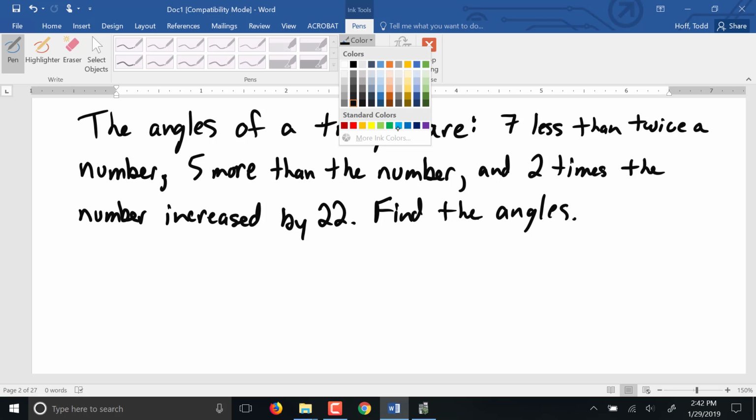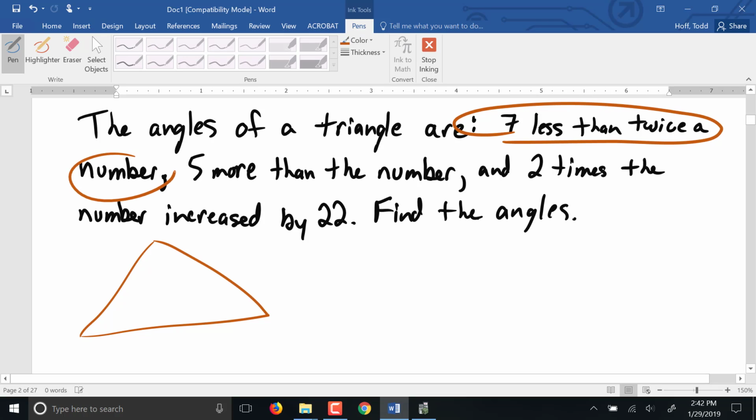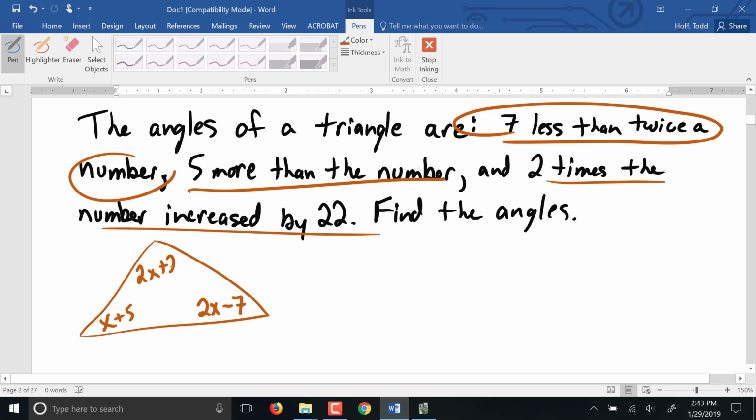So once again, I'm going to draw out that triangle. I don't know which angle's bigger or whatever, so I'm just going to fill them in. So 7 less than twice the number. 7 less means you subtract 7 from something. Twice the number would be 2x. 5 more than a number. That's 5 added to something, so x plus 5. Then 2 times the number increased by 22. That'd be 2x plus 22.